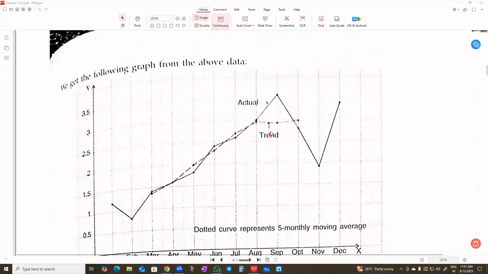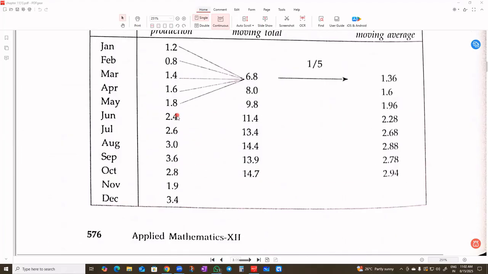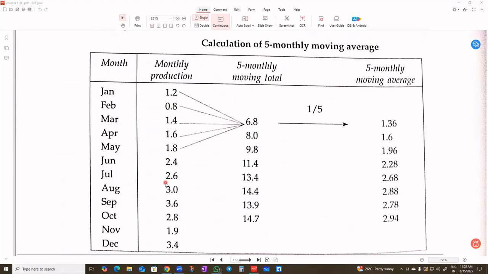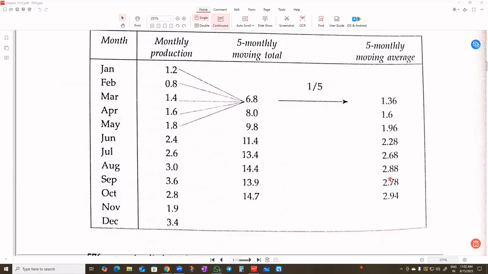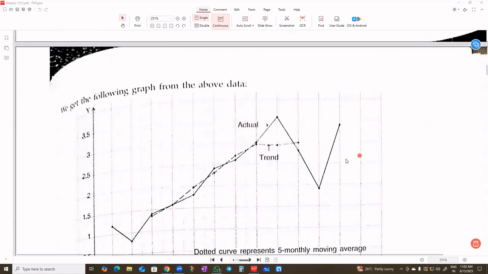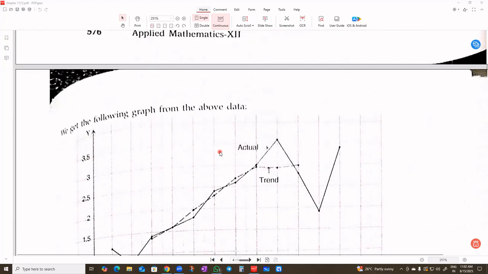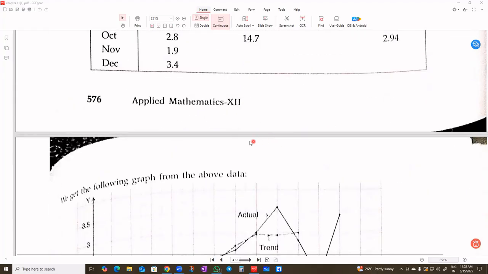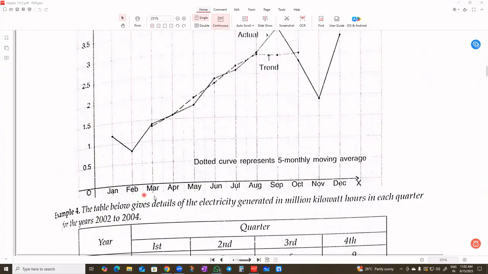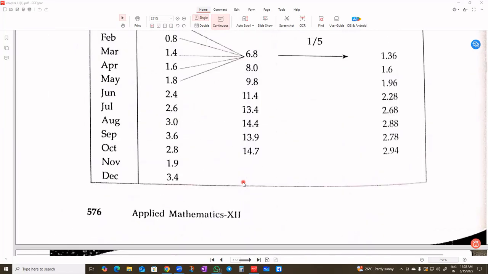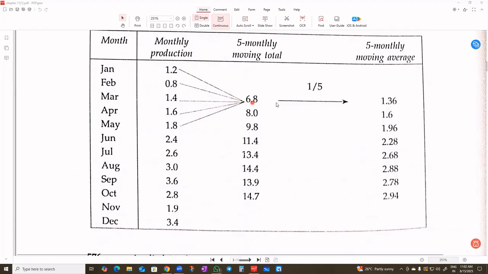So this line indicates the trend line. So how to draw this dotted line? Okay, so for this bold line, you understood that the y values were given in the problem, 1.2, 0.8, and all these values will be on the y-axis. The dotted trend line will be from the last column, 1.36, 1.6, 1.96, 2.28, 2.68, and these values are trend values. So look at the first number, 1.36. Where to start this 1.36? Look at the significance. On March, you should start 1.36, the center value.